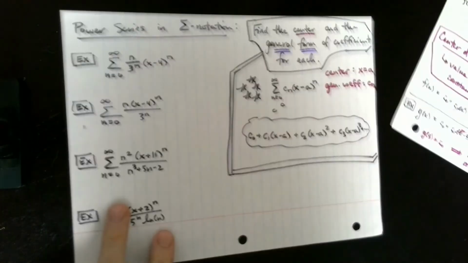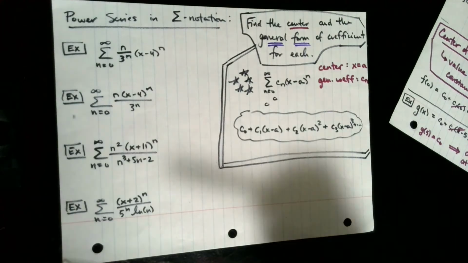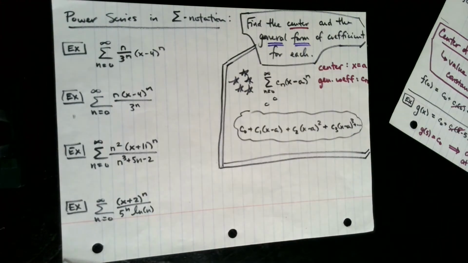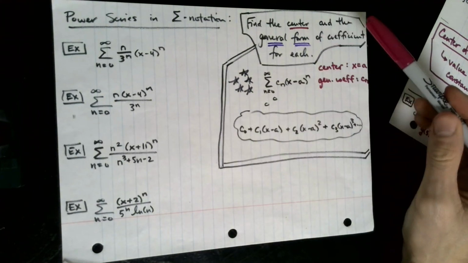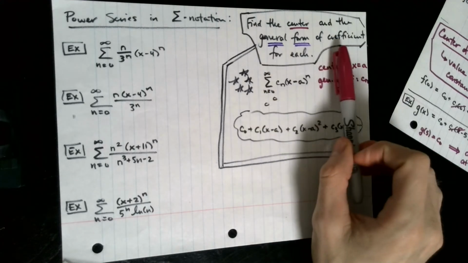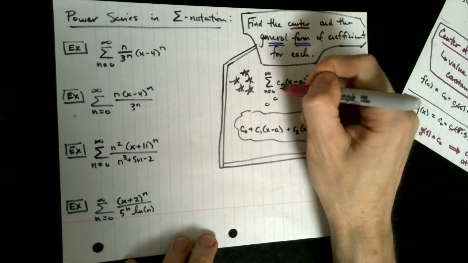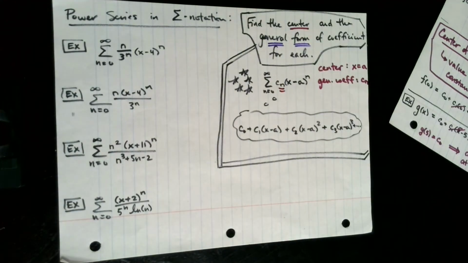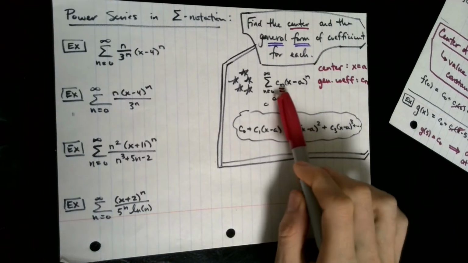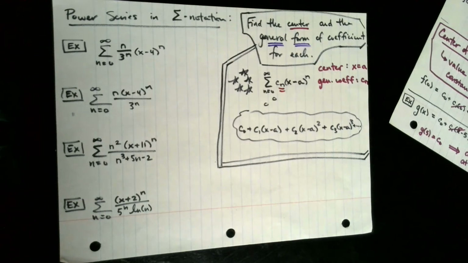Okay, so to see this in action, here's a collection of power series, and we want to find the center. And in fact, we want to find a general form of the coefficient for each. The coefficient for each is just going to be the coefficient that's parked in front of that x minus a to the nth term. So when we talk about the general form of the coefficient, that's just the Cn. It's essentially just the constant that's in front of each of your terms of a particular degree.